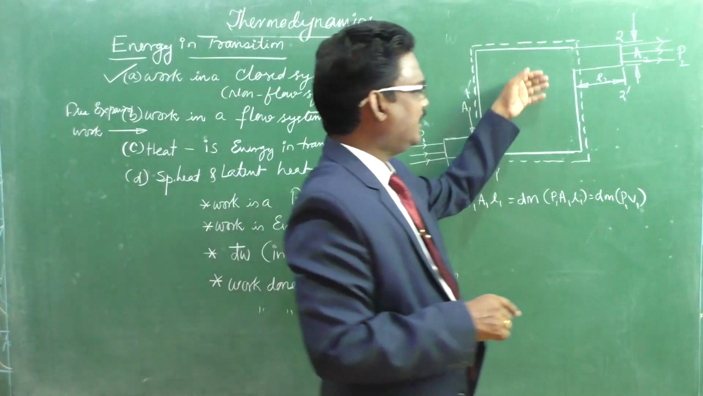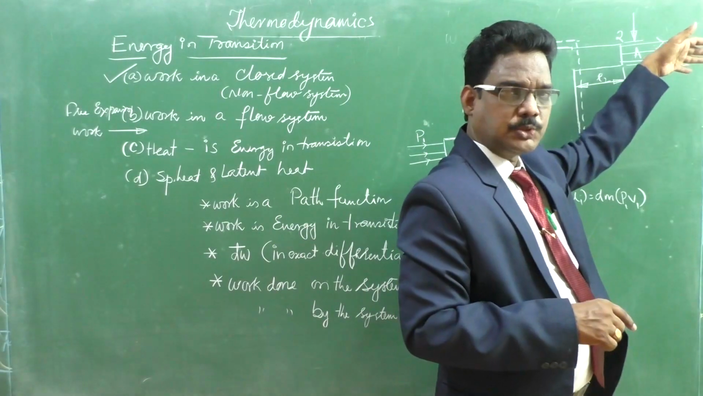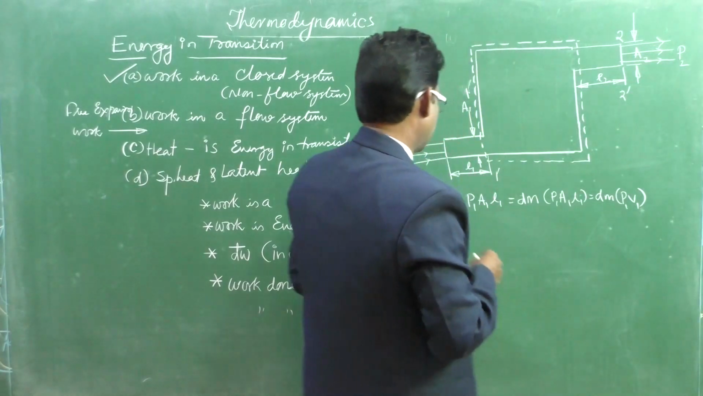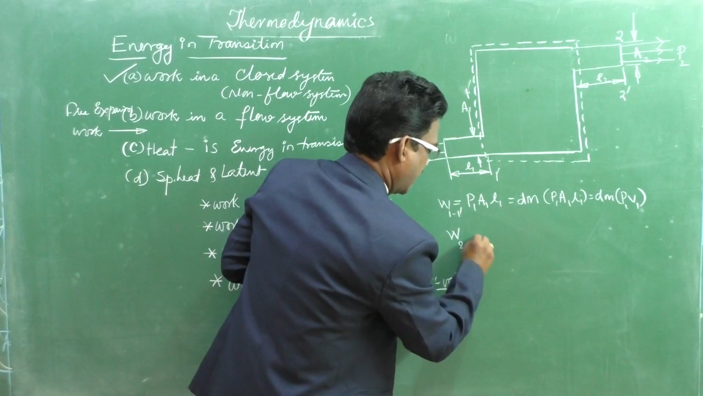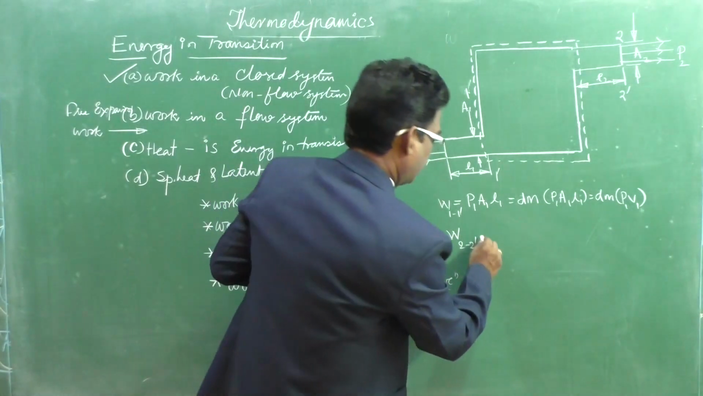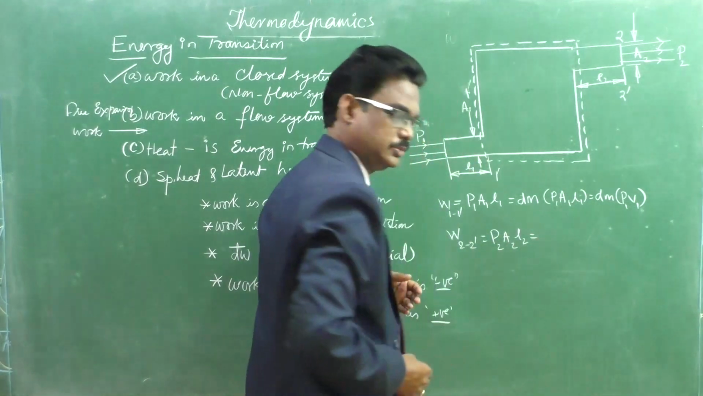Now, to leave the boundary at 2 dash, the work required at 2 dash is equal to P2 A2 L2.